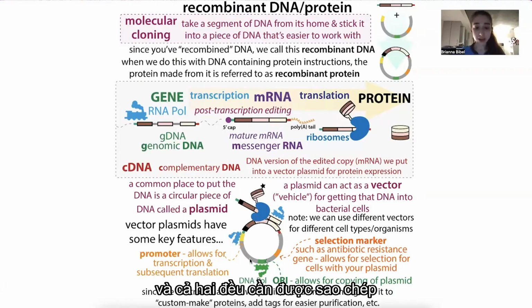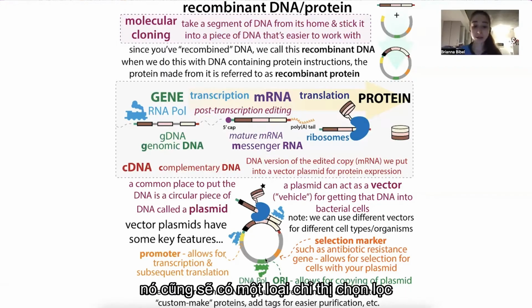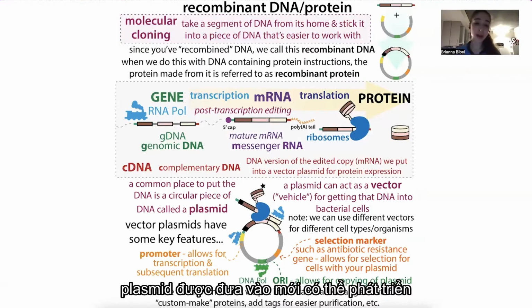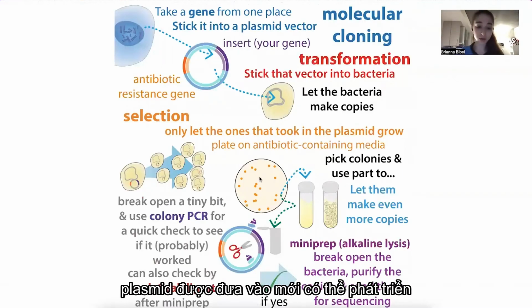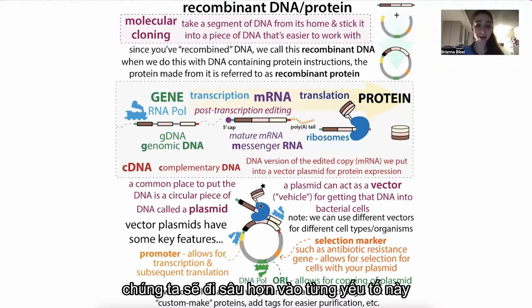And both will need to get copied, and so it's going to have an origin of replication so that it can get copied. It's also going to have some sort of selection marker, such as an antibiotic resistance selection marker, and this way only cells that have taken in the plasmid will be able to grow, and you can use this to select for them. We'll get more into each of these things in detail.